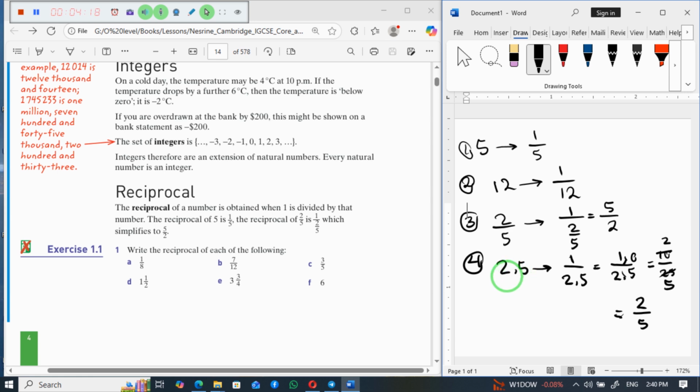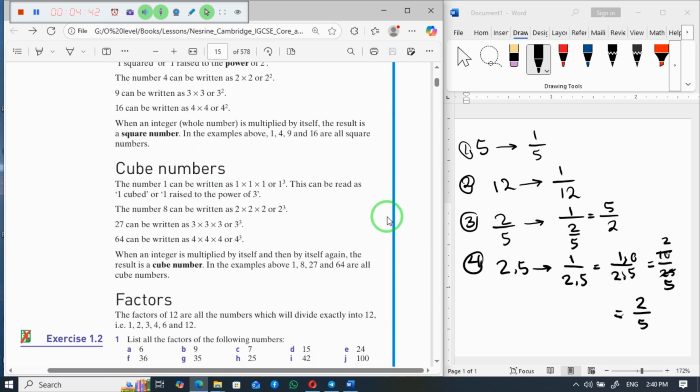I think you understand the concept of reciprocal. So this is your homework. Every part of this book has exercises. You should find the reciprocal of the following numbers. So find the reciprocal of this part.